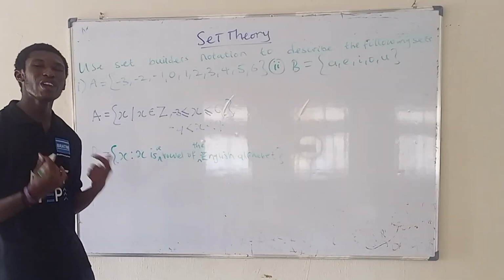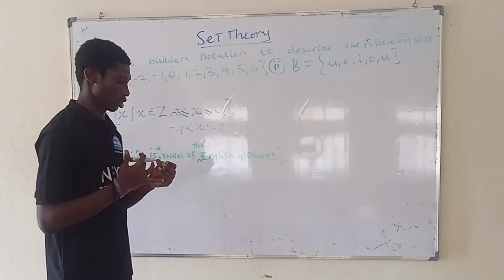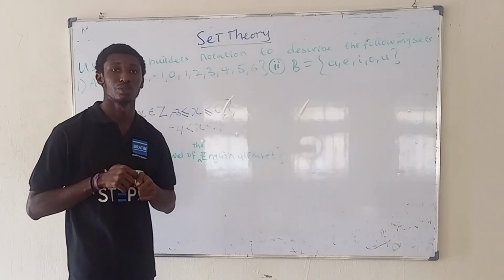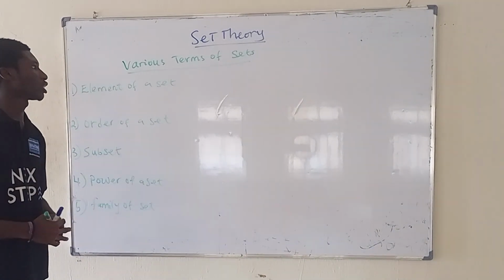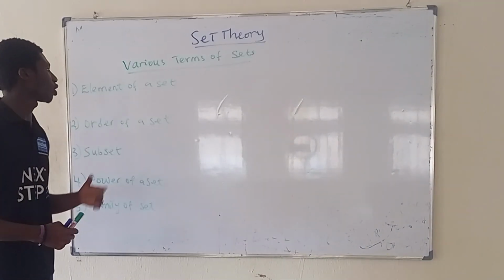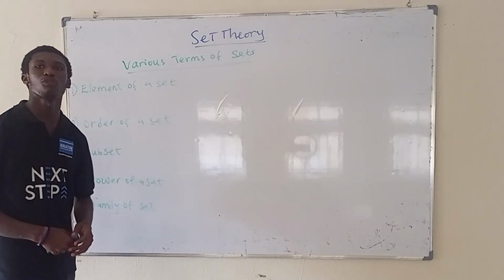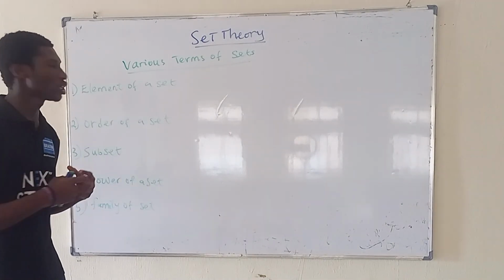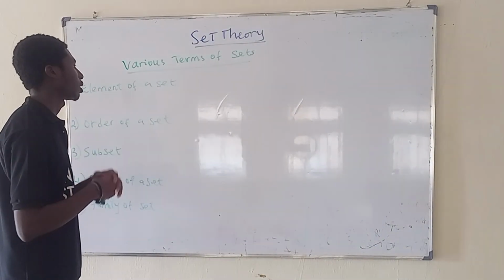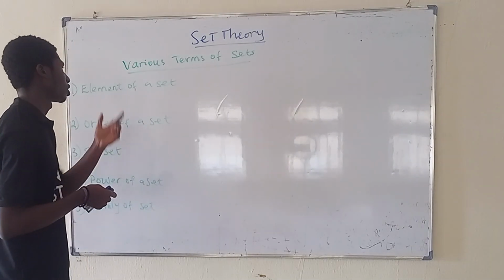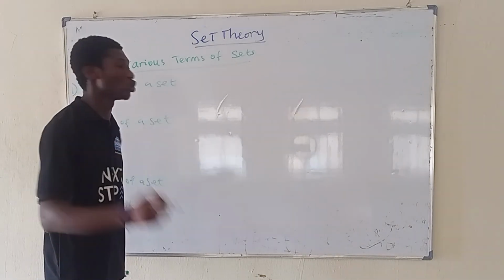So now let's look at the various terms that we use in set theory. We'll be looking at the various terms of sets, and I'll be explaining all these terms in depth. The first one is element of a set. From the beginning, all I said was objects or things that make up a set are referred to as elements. So the element of a set is represented by the notation.